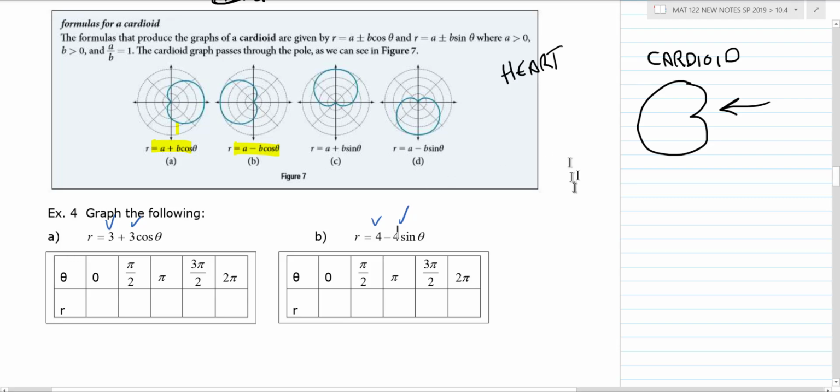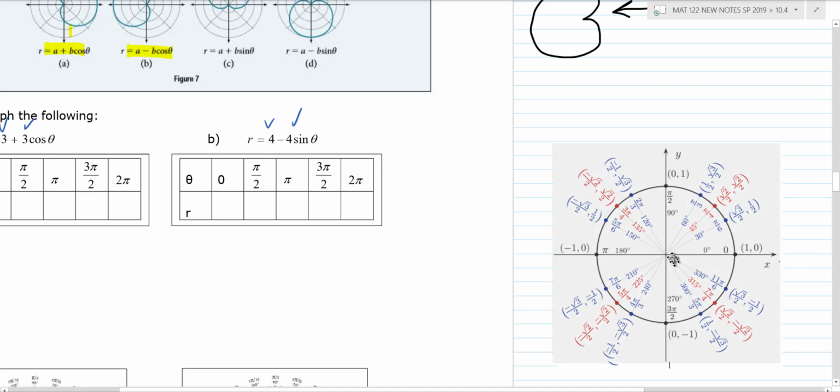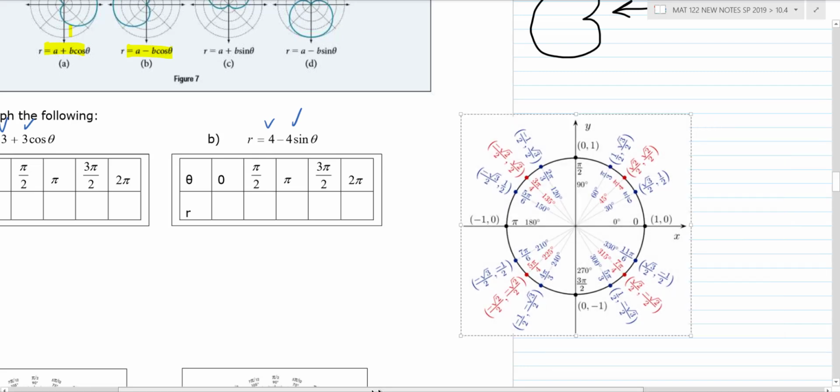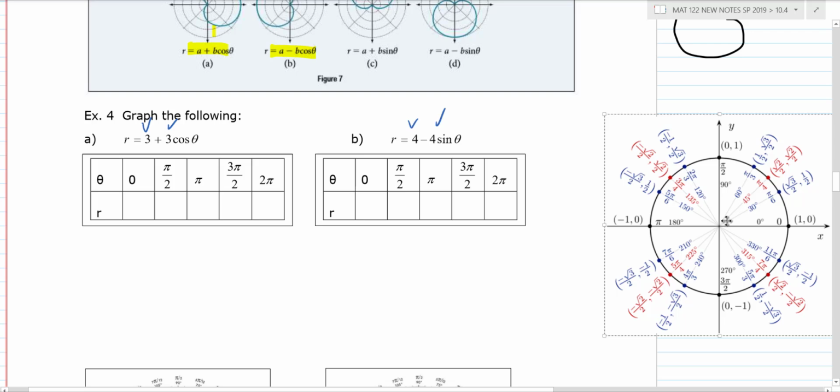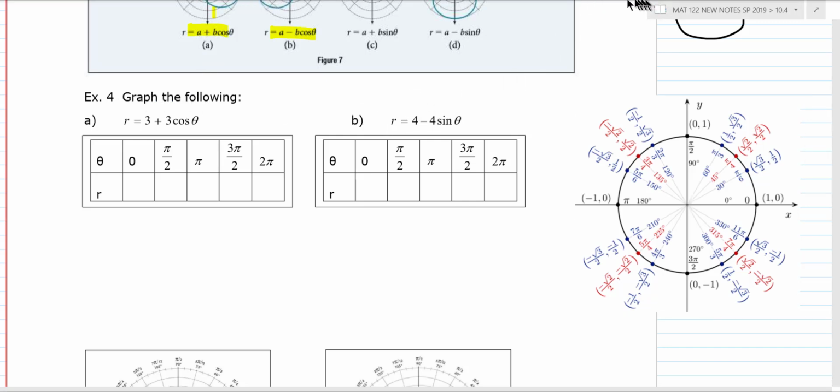pattern on that then. So what I'm going to do with this one is we're going to start off by doing some of this without a calculator, just to kind of get some appreciation for how the points go on this. So we're going to go ahead and do these two, get the tables filled out, and then kind of do the graph on the calculator then. So let's start with 0. So we're going to do r equals, on this we'll start with 3 plus 3 cosine of 0.